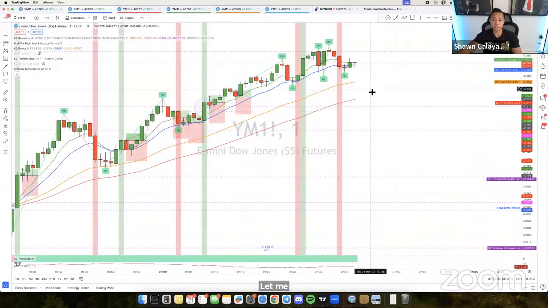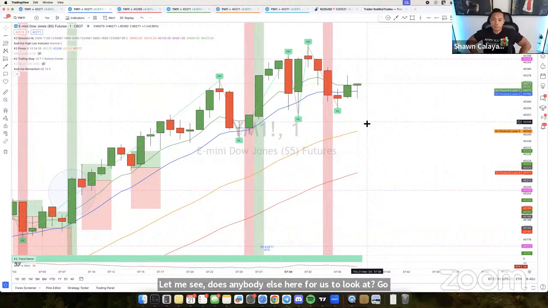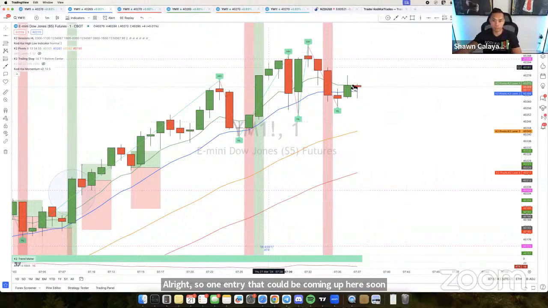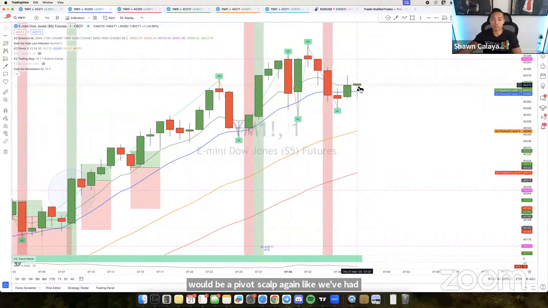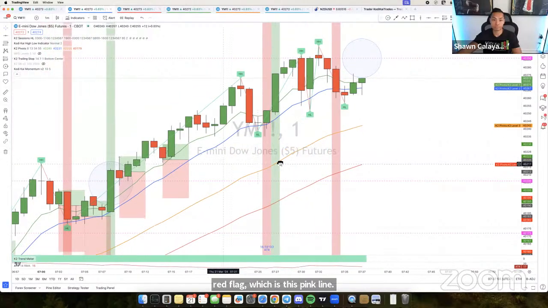Let's go to the main chart. All right, so one entry that could be coming up here soon would be a pivot scalp again, like we've had earlier. So if you have a buy signal here that closes above the pivots, that'd be a pivot scalp. Again, the only problem here is that price will be at a red flag, which is this pink line. And that's gonna be an area for you to look out for.